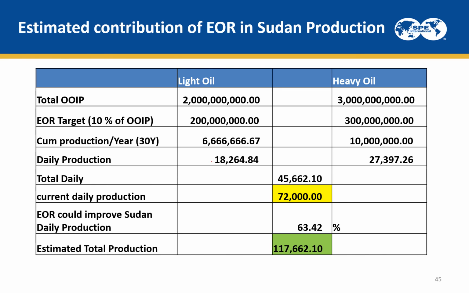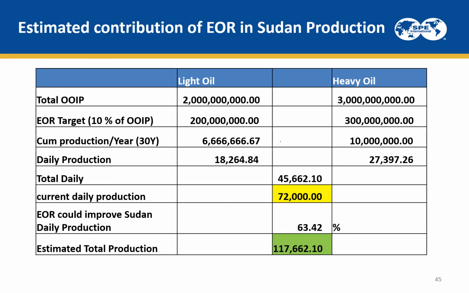That means from light oil, and 10 million from heavy oil can be produced from EOR, with a total of 45,662 barrels per day as daily oil production from the EOR contribution. And if you consider 2020, the current daily oil production in Sudan is only 72,000.